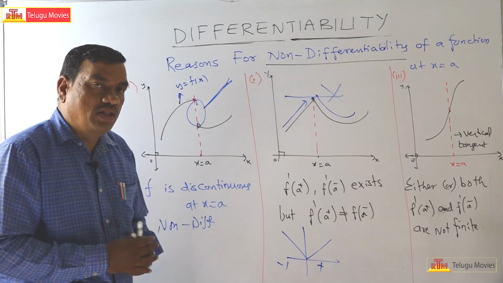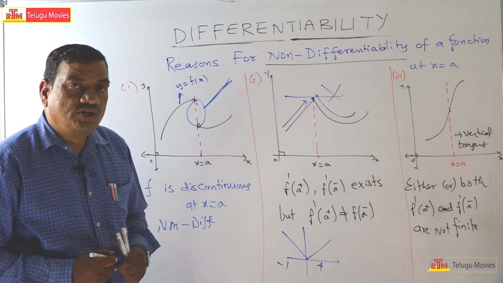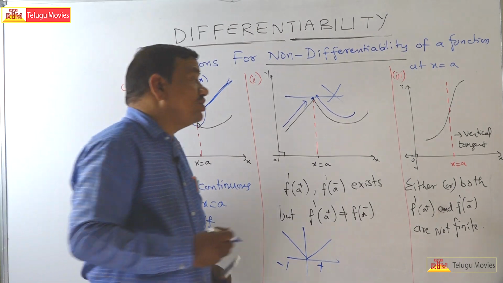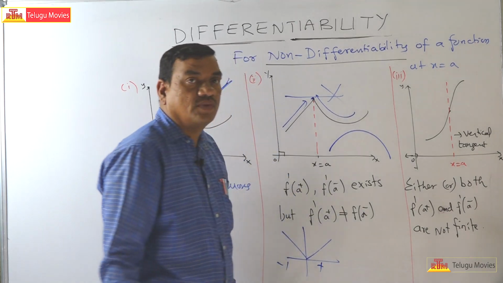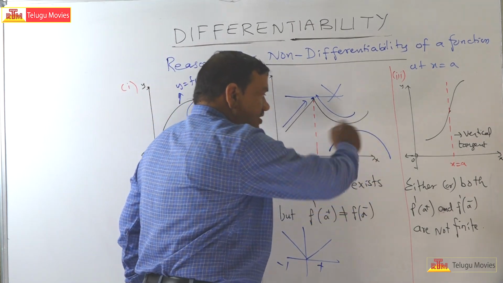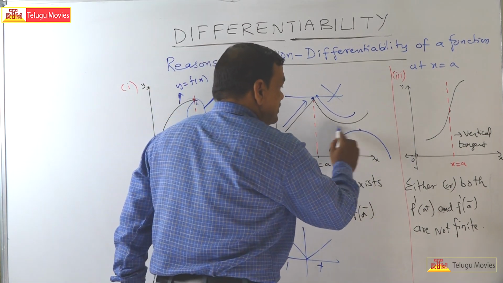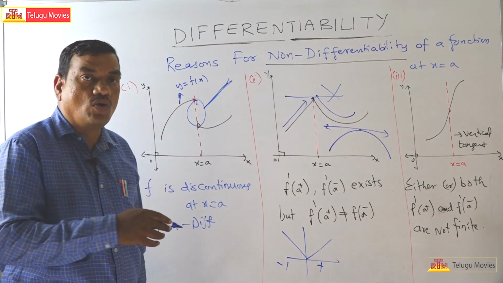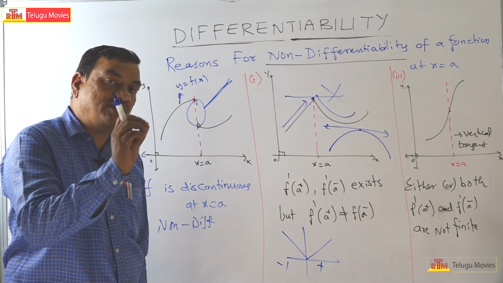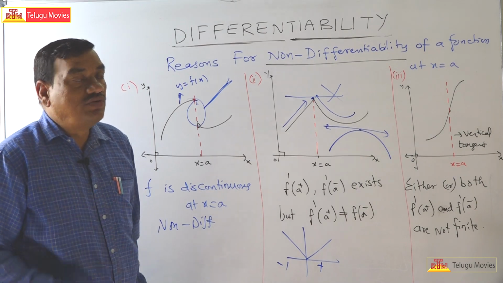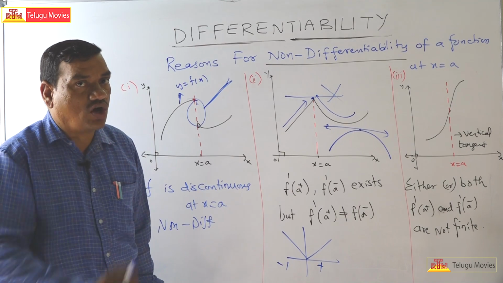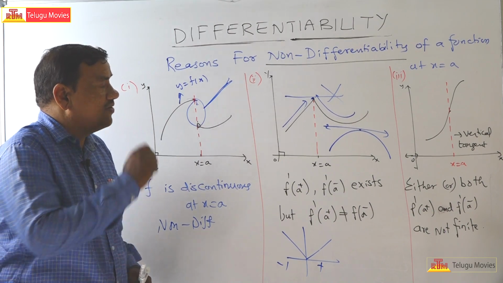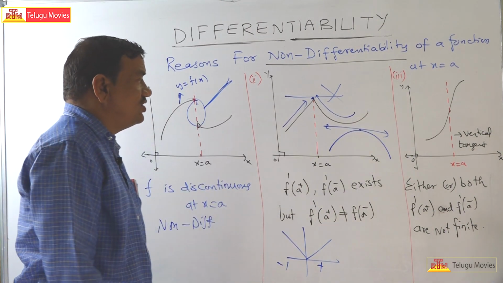Already I told you that differentiability is also helpful to define the smoothness of a curve. That means if the curve is smooth, we can draw a tangent. If there are sharp edges in a curve, then at the sharp edge points, even though the function is continuous, you cannot draw the tangent. So this is also one of the reasons for non-differentiability of a function. Right. Let us see another situation.